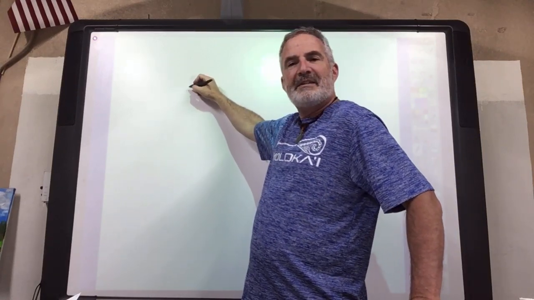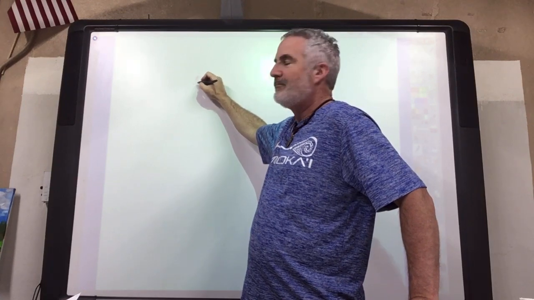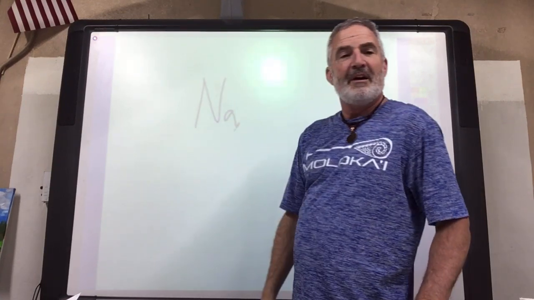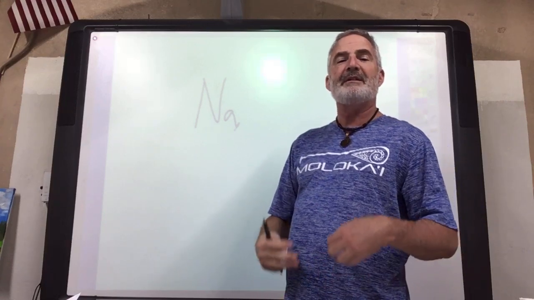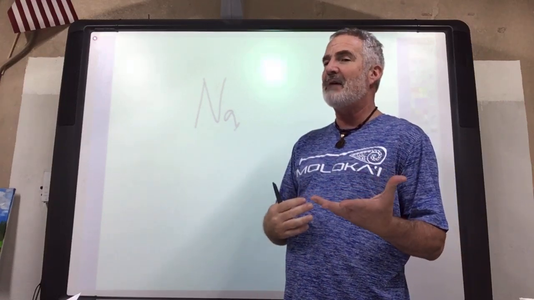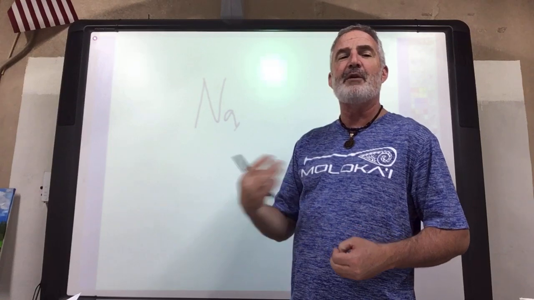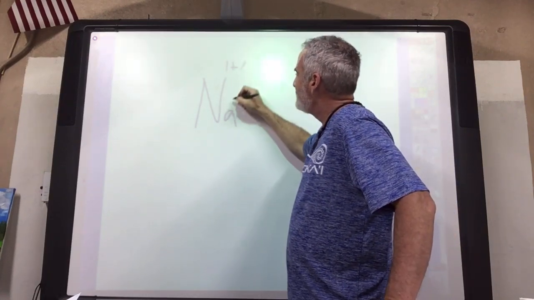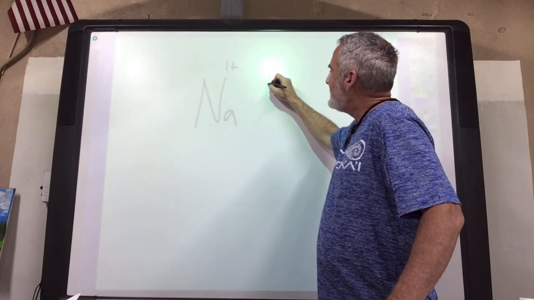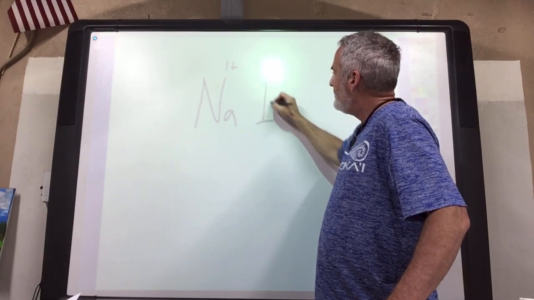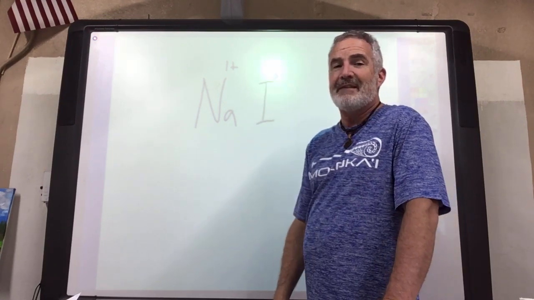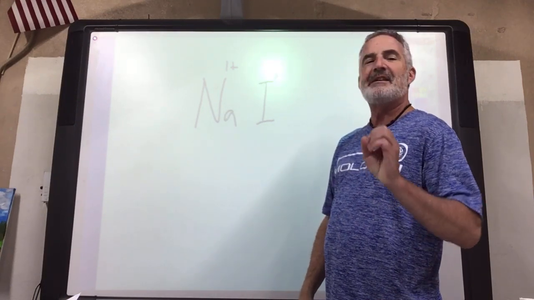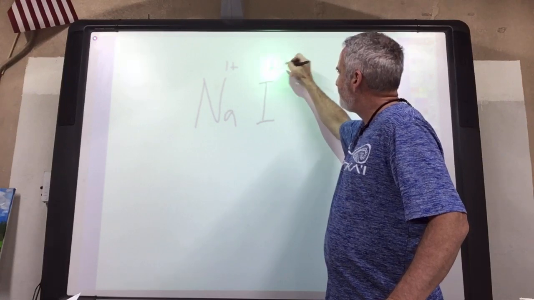So what is the symbol for sodium? If you said Na, you're correct. Use your periodic table if you need it, but by now you should know that sodium is in group 1. So sodium has a positive 1 charge. The iodide ion is in group 17. Iodine's in group 17, so it has a negative 1 charge.